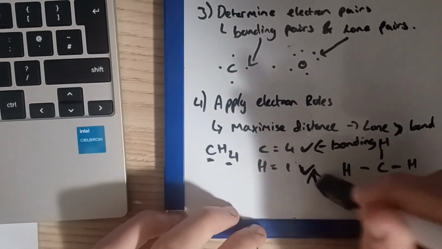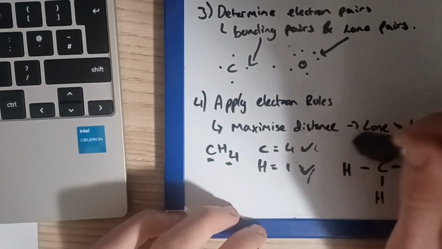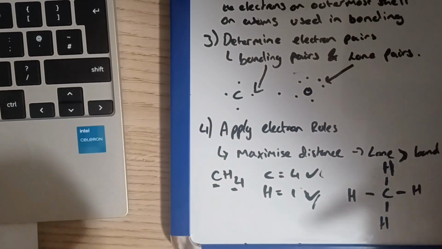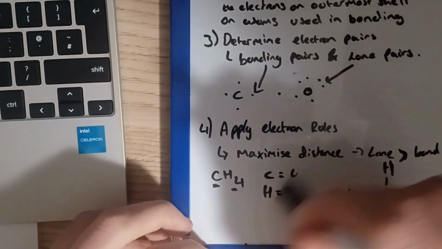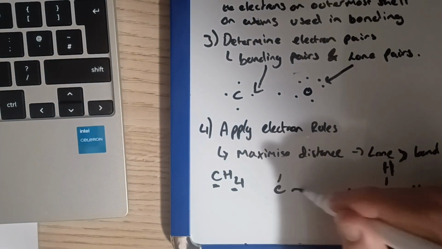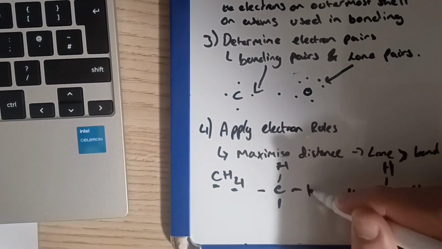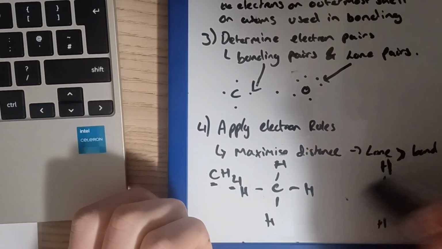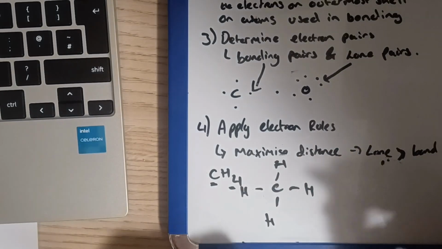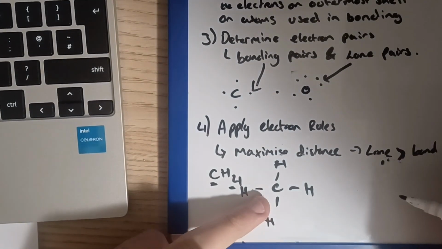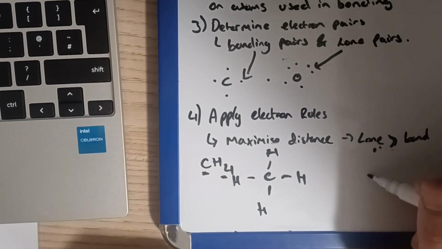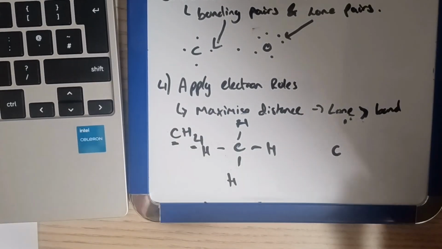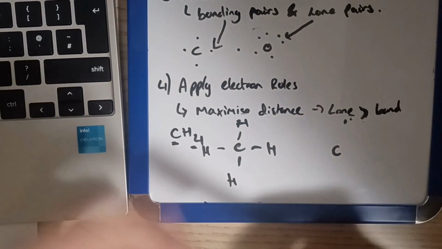And then to make this into 3D, we move to the fourth step, which is apply our electron rules. So let me quickly draw this in 3D, 2D again, so we can see everything like that. So we've identified our central atom, which is carbon, and now we need to find a shape that it obeys and find our angles.